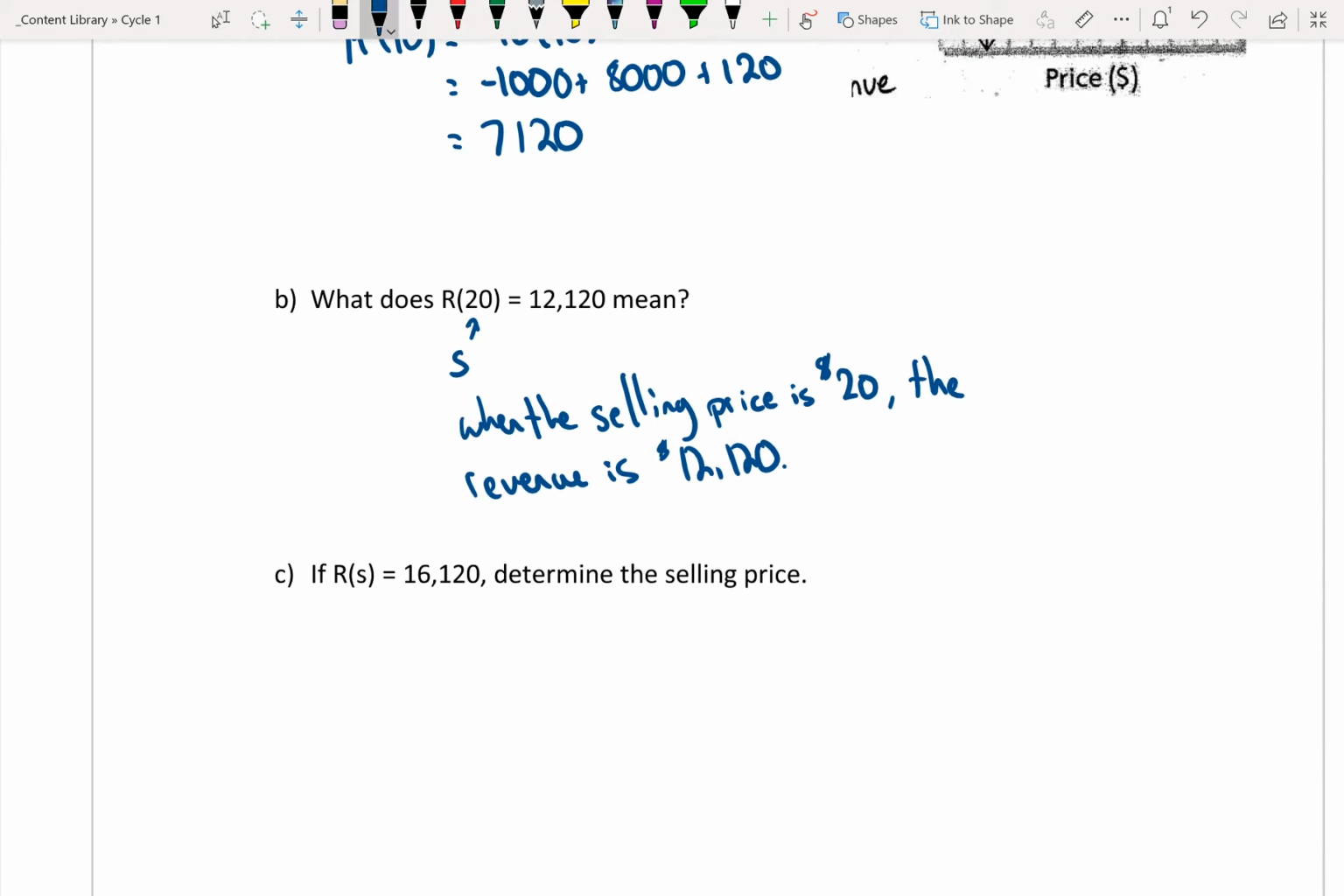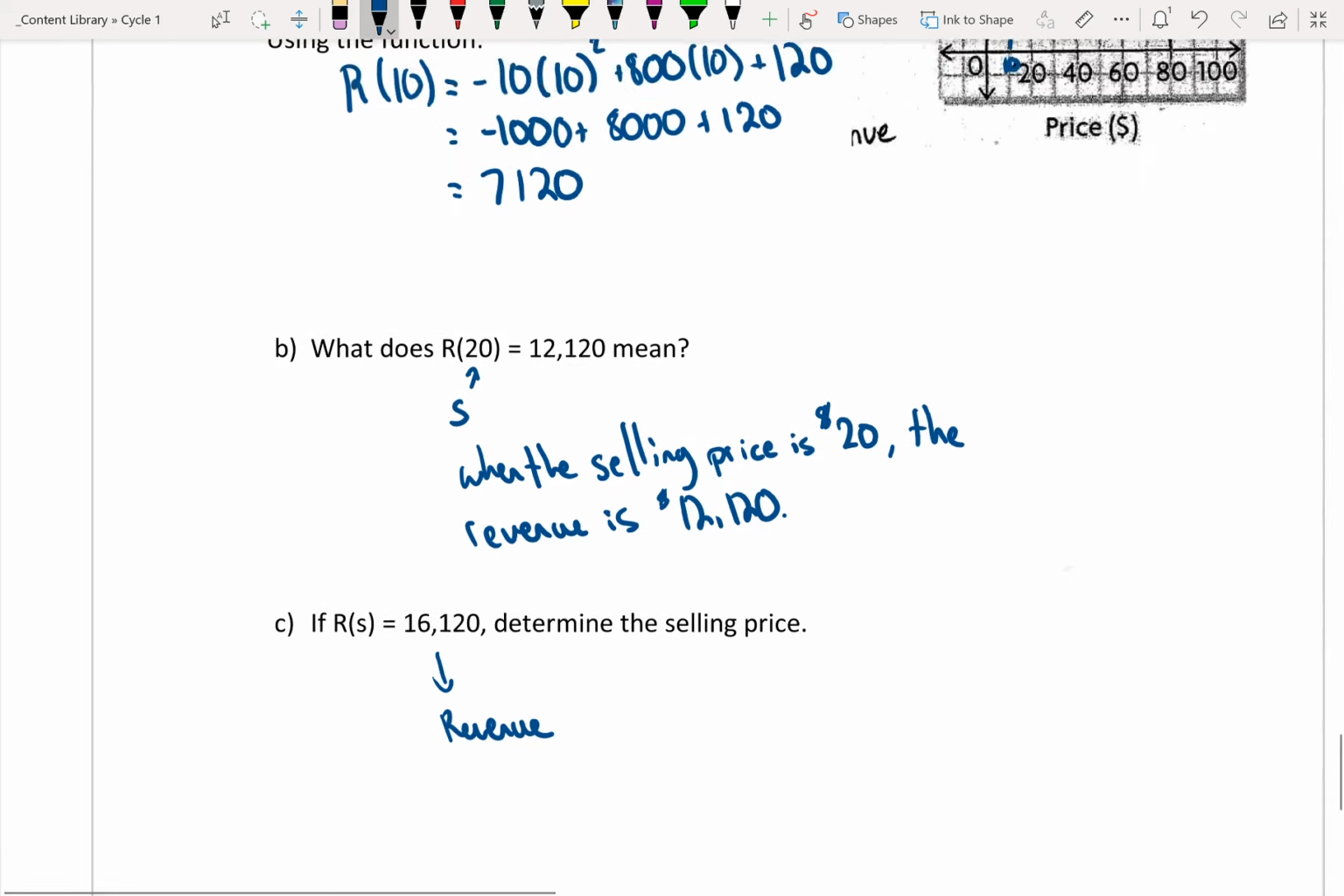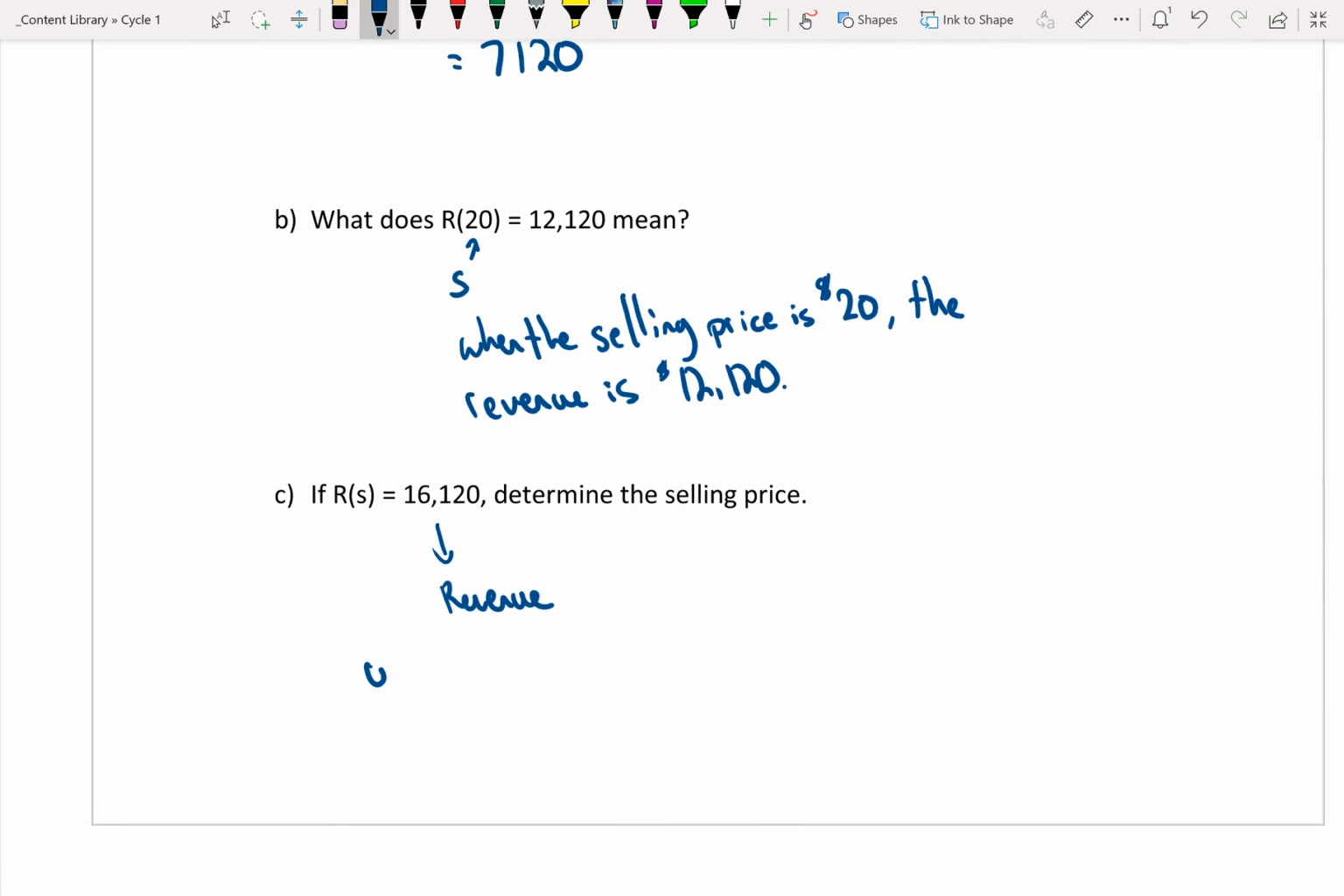For part C, if R at S equals 16,120, determine the selling price. So this is our revenue. We want to figure out, if I have a revenue of $16,120, what is my selling price? Or in other words, when y equals 16,120, what does x equal?